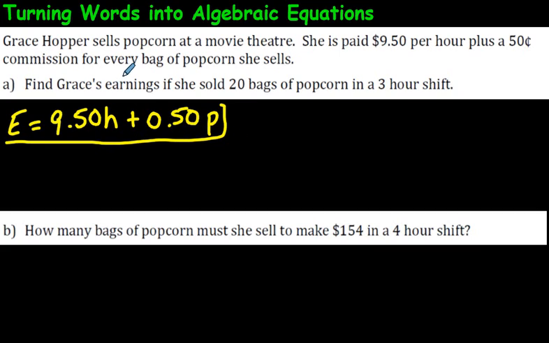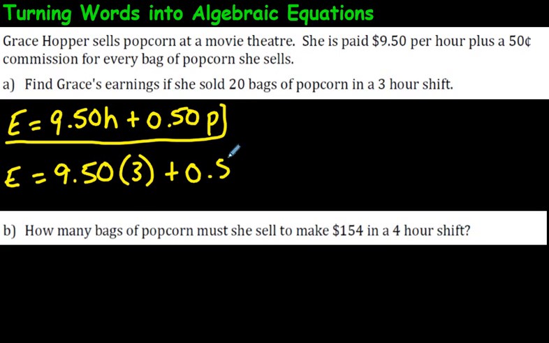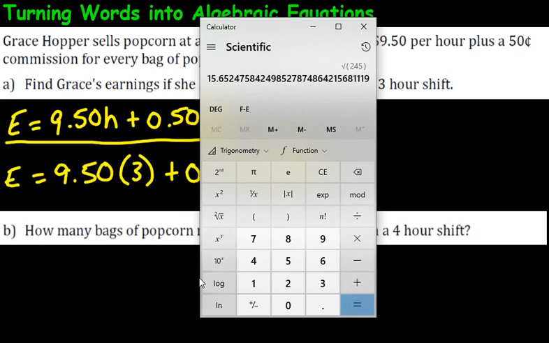Let's do it. Find Grace's earnings if she sold 20 bags of popcorn in a 3-hour shift. So what are her earnings if she sold 20 bags of popcorn in a 3-hour shift? Well, 3 hours goes right there, and she sold 20 bags of popcorn. Okay, so if we take our calculator and we go 9.50 times 3, we get 28.5.